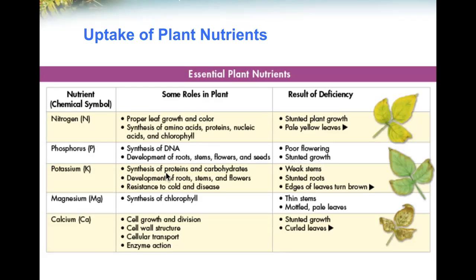Potassium is needed for synthesis of proteins and carbohydrates, development of roots, stems, flowers, and resistance to cold and disease. If it's deficient, there are weak stems, stunted roots, and the edges of the leaves turn brown. Magnesium is needed for synthesis of chlorophyll. If it's deficient, there are thin stems and mottled, pale leaves. Calcium is needed for cell growth and division, cell wall structure, cellular transport, and enzyme action. If it's missing, there's stunted growth and curled leaves.